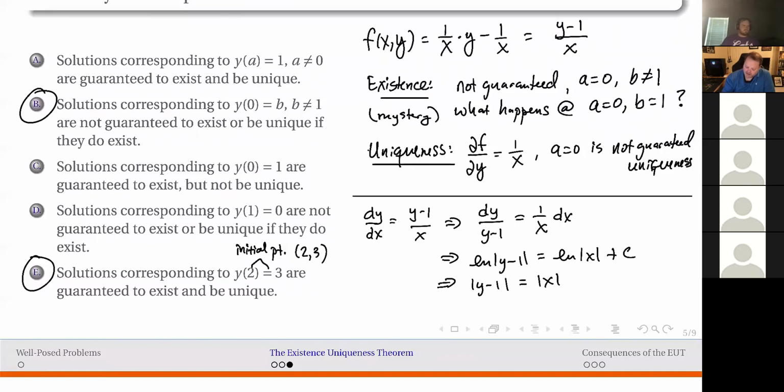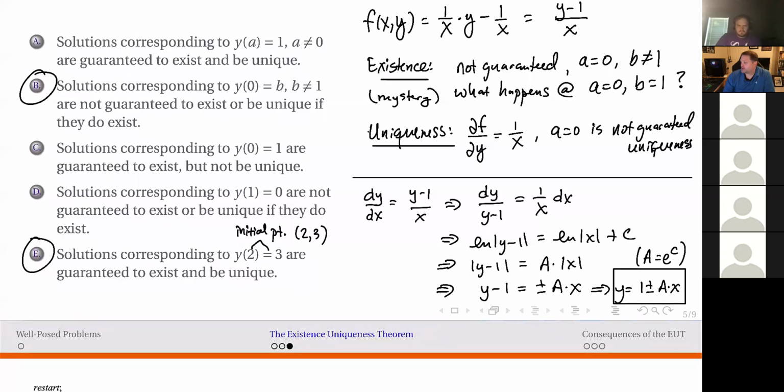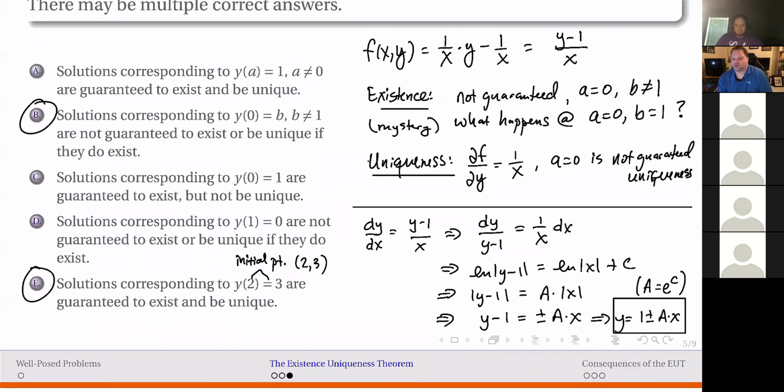But then I have e to the c, which is a constant, so I'll write it this way. It's a times a constant, or a times absolute value. And this is where a is equal to e to the c. And if I drop the absolute values, I get plus or minus everything. So y is 1 plus or minus a times x. I know that was kind of quick, but we've done separation of variables quite a few times already. So I think at this point, you can kind of understand what I'm doing there.